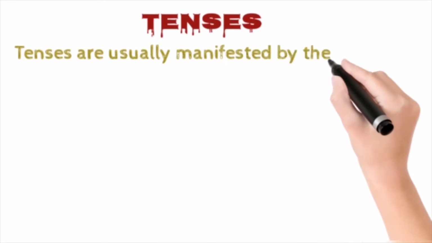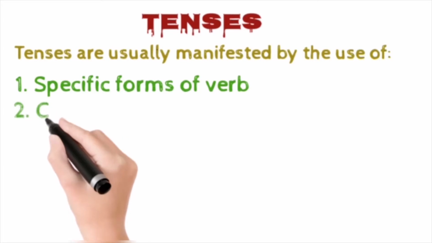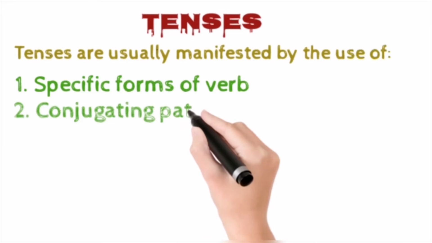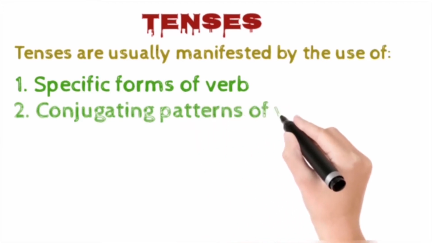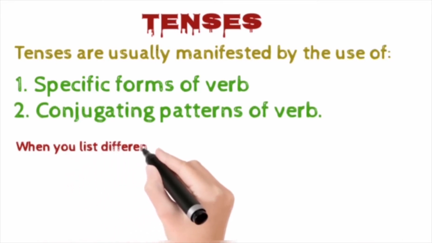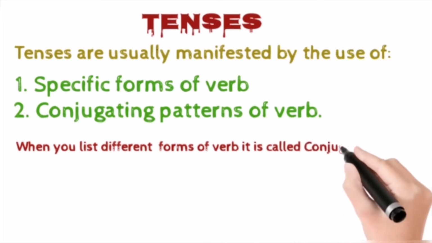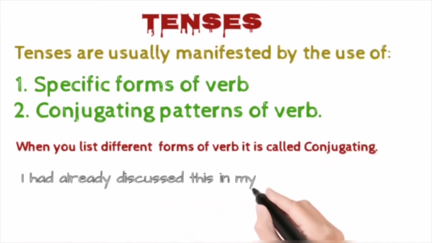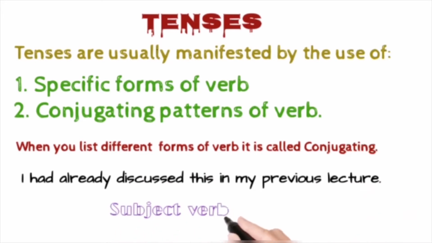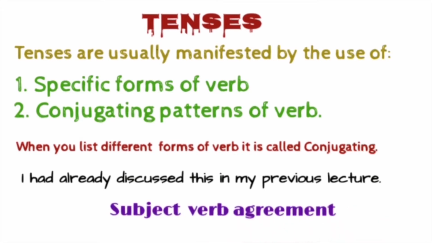Manifestation of tenses. Tenses are usually manifested by the use of, number one, specific forms of verb: first form of verb, second form of verb, third form of verb. These forms of verb will help us to identify the tense. Number two, conjugating patterns of verb. What are conjugating patterns? When you list different forms of verbs, it is called the conjugating pattern of verb. I had already discussed this in my previous lecture, how to use verb according to subject in subject-verb agreement. You can visit the lecture.